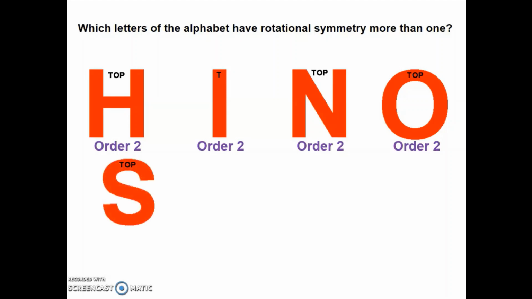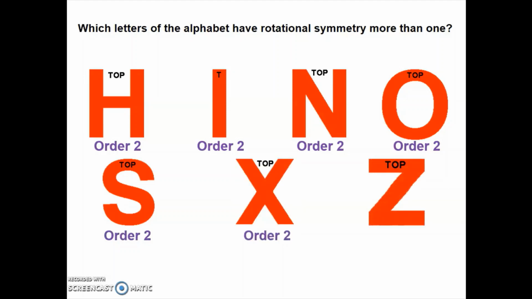We also have the letter S. Once rotated upside down, it looks like itself, so we're dealing with an order 2 again. The letter X, also order 2. And then finally, the letter Z, also order 2. So very well done if you were able to identify those 7 letters as having more than order 1 for their rotational symmetry.